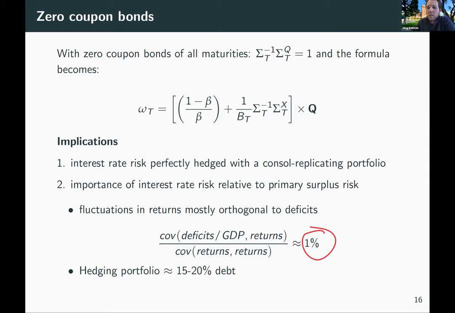Take 3 minutes, please. Okay, so given that that number is small, it basically implies that when you compare it to one minus beta over beta, which is a number like 1% to 2%, it gives us that the hedging portfolio should be small.